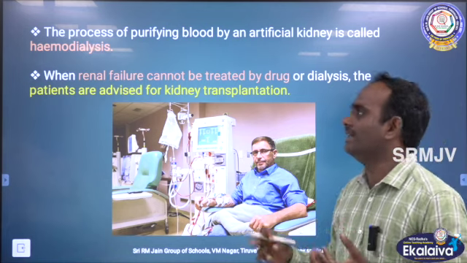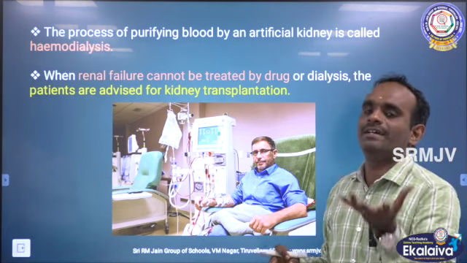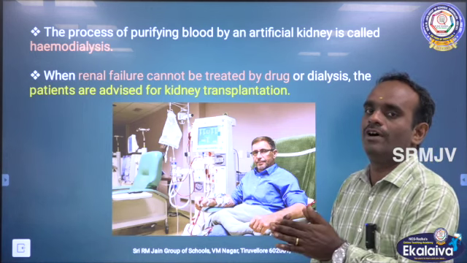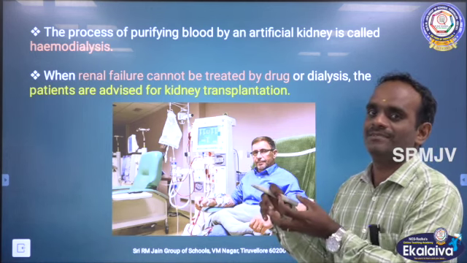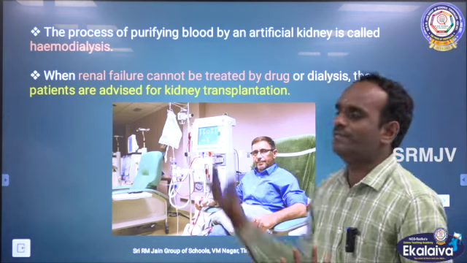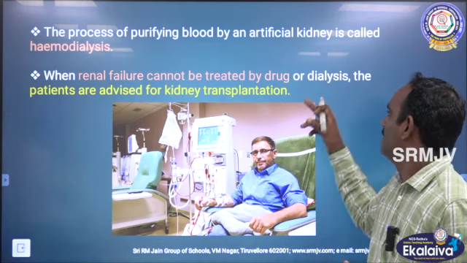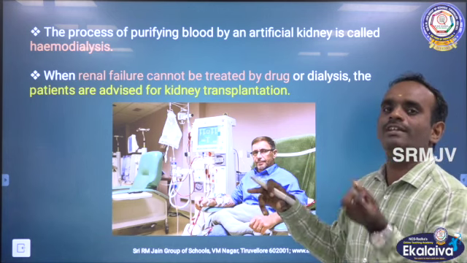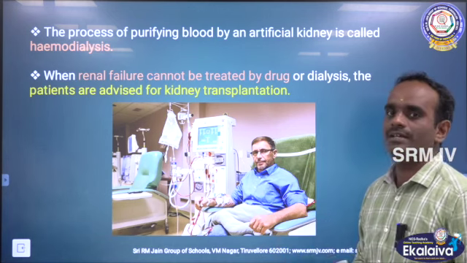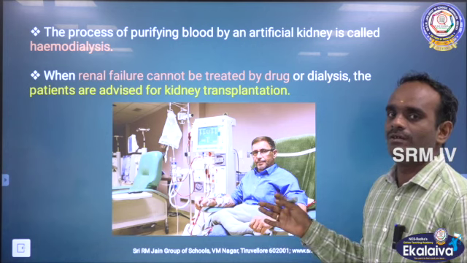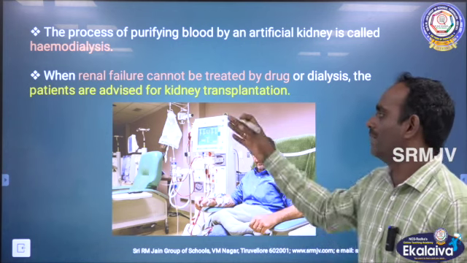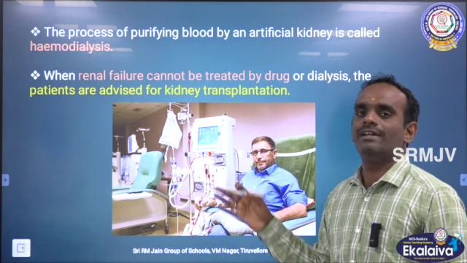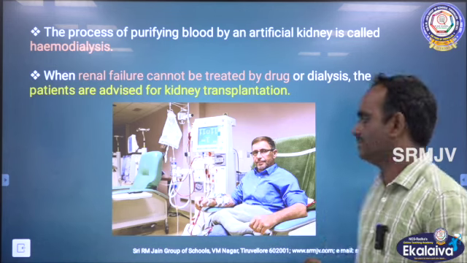When renal failure cannot be treated by drugs, we are supposed to go for kidney transplantation. So, if the kidney has failed and we cannot treat it by drugs or dialysis, the patients are advised kidney transplantation. See the picture here. This patient is going for dialysis with the help of this instrument. Clear, children?